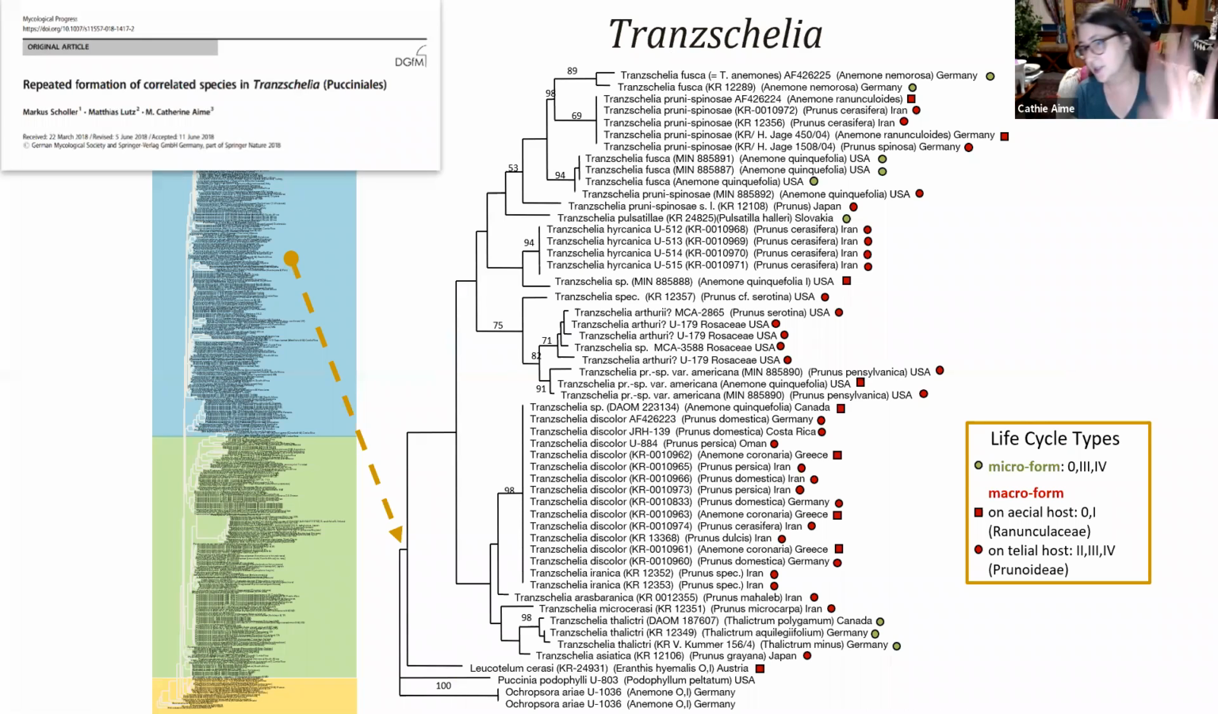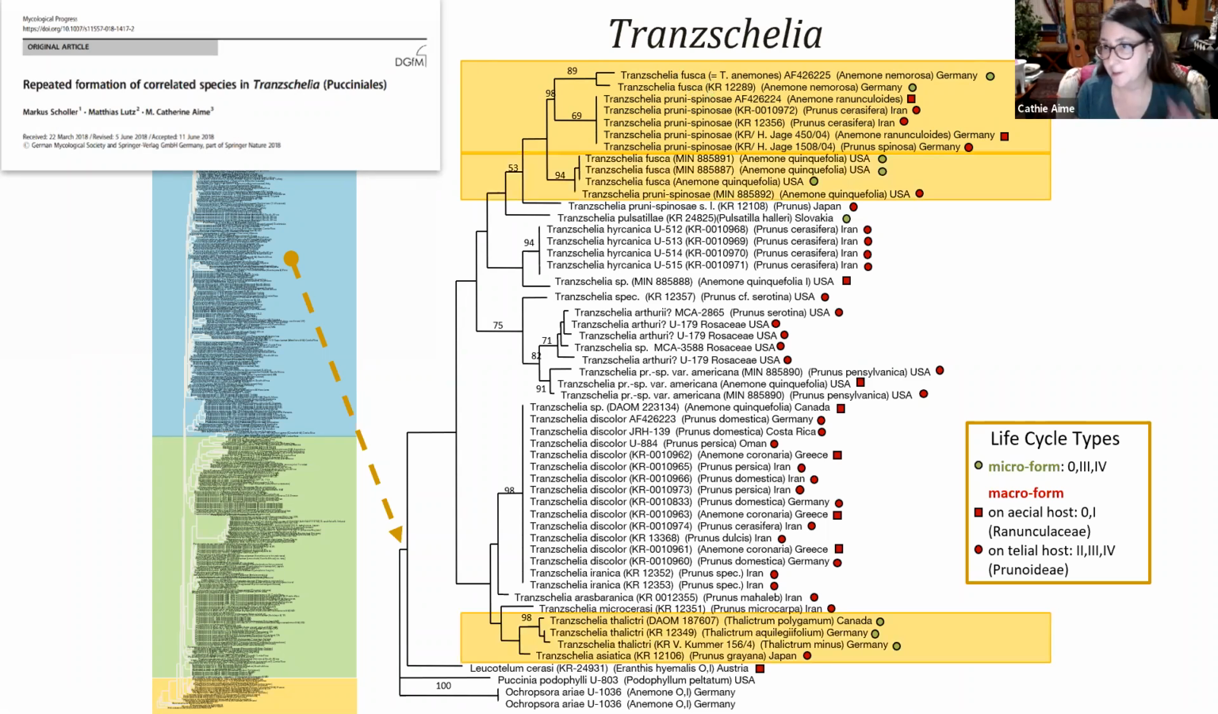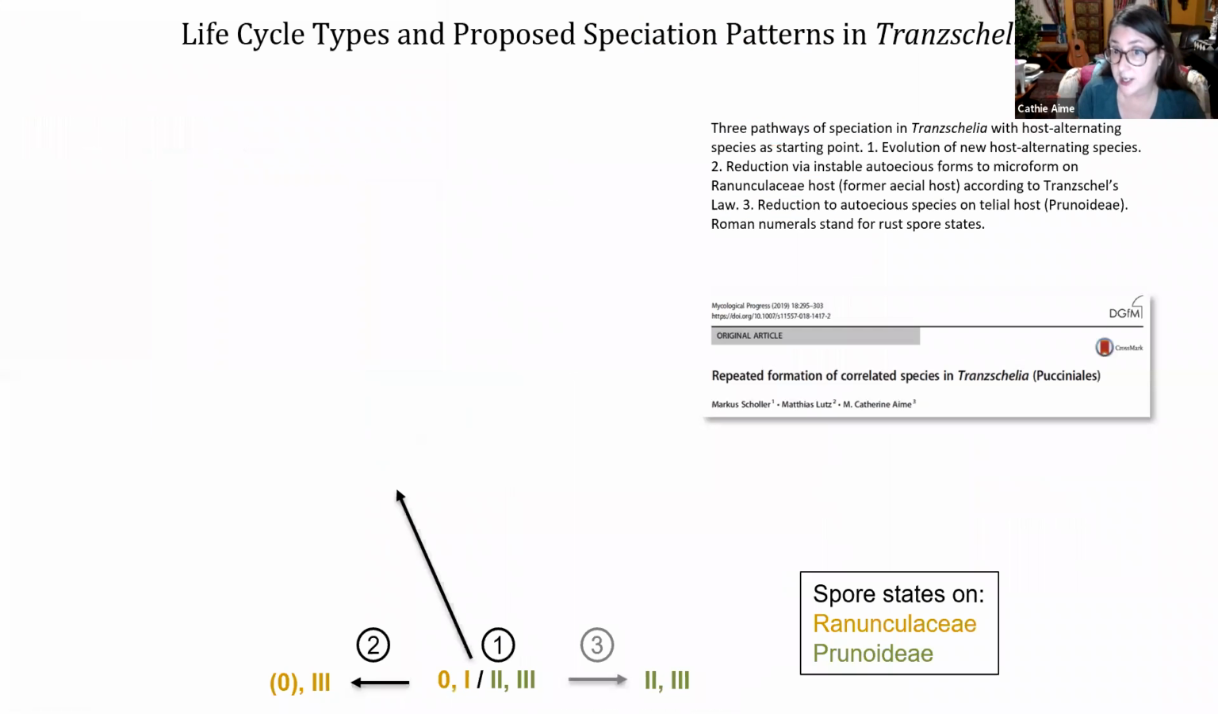And in fact, so this is the genus Tranzschelia. This is DNA reconstruction of that. And we do find it. We find several instances of host alternating macrocyclic species being sister to single host microcyclic species that share that same host. And we found multiple instances of this. So we do believe that this is actually one explanation for how these very complex life cycles can be adapted.